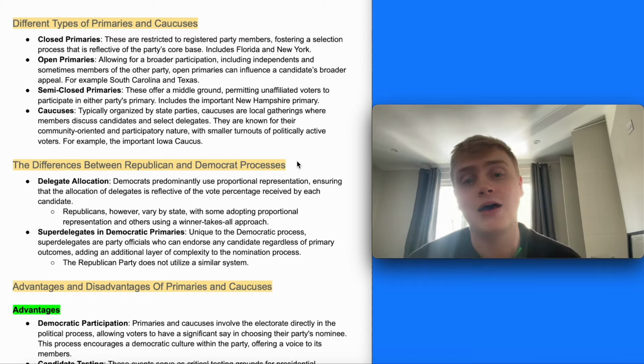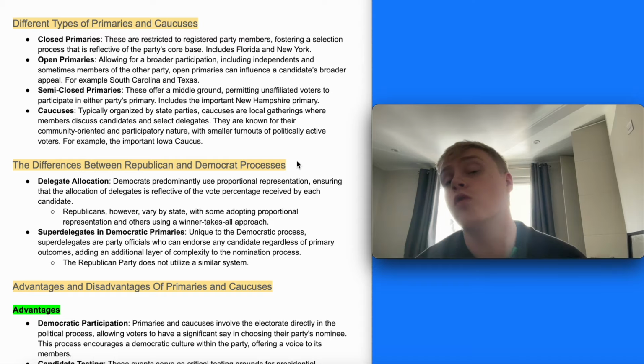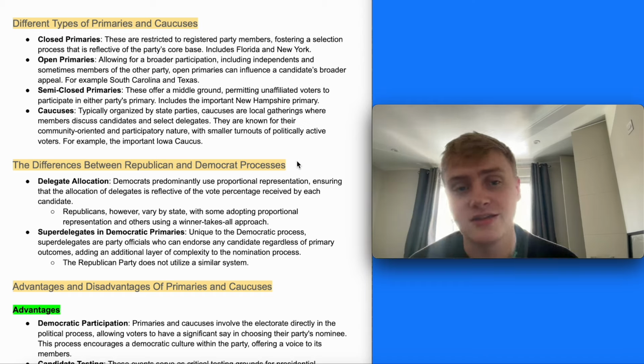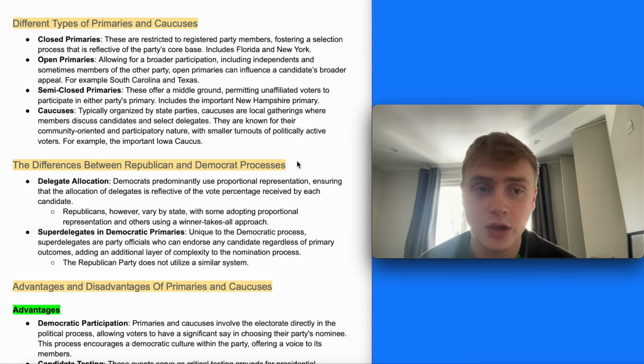Open primaries allow for broader participation, including independents and sometimes members of the other party, therefore testing a candidate's ability to appeal to all voters. And semi-closed primaries offer a middle ground, permitting unaffiliated voters to participate in either party's primary, and this includes the important New Hampshire primary. Caucuses are typically organised by state parties and are local gatherings where members discuss candidates and select delegates. They're known for their community-orientated and participatory nature, with smaller turnouts of politically active voters. For example, the important Iowa caucus, which is the first caucus or primary.